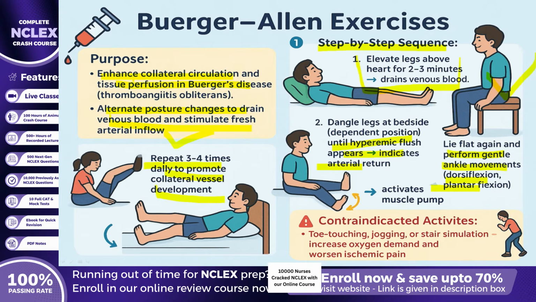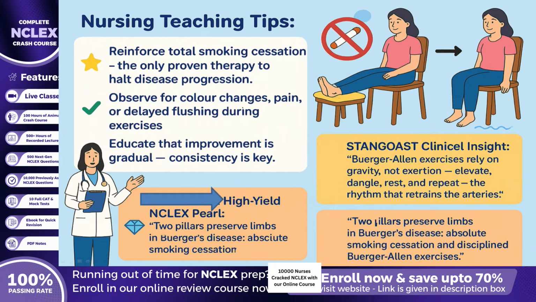Considering the incorrect choices, option B, stands and bends forward to touch the toes, is not appropriate because this posture increases intra-abdominal and intrathoracic pressure, decreasing venous return and worsening ischemia. Option C, jogs in place at the bedside, is unsafe as it heightens oxygen demand in the lower extremities, potentially leading to pain and tissue damage due to limited oxygen delivery. Option D, simulate stair climbing while sitting up in bed, is also incorrect, because this movement lacks any arterial benefit and may cause unnecessary strain without improving circulation.